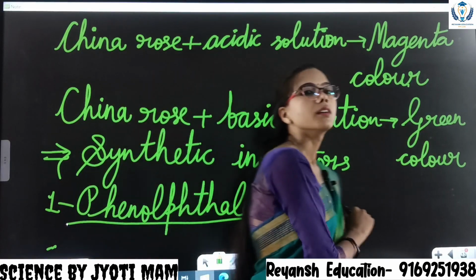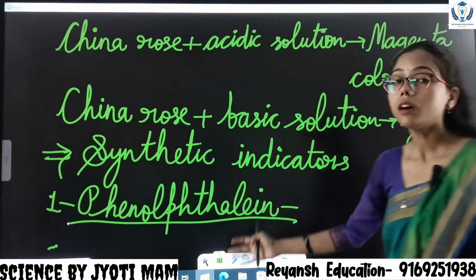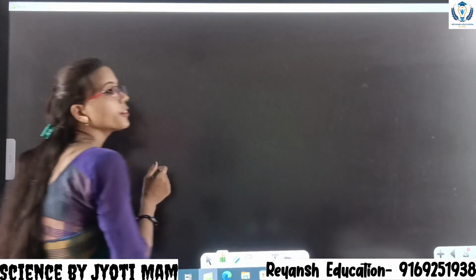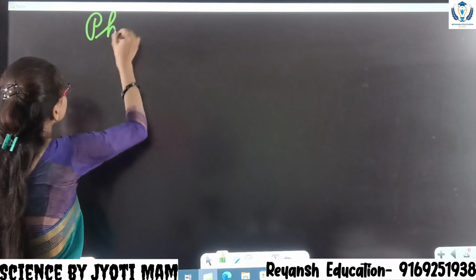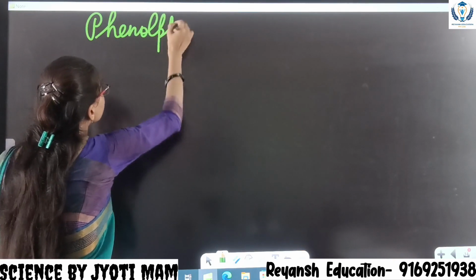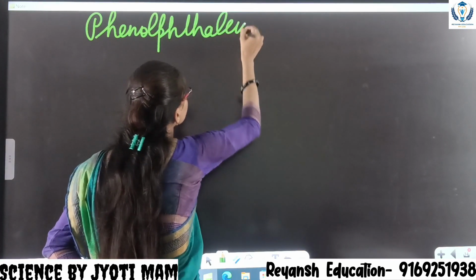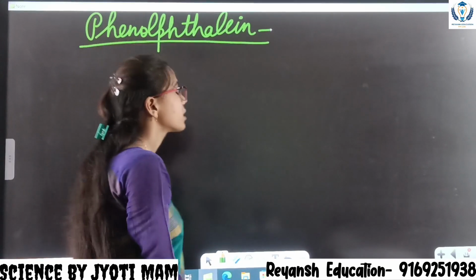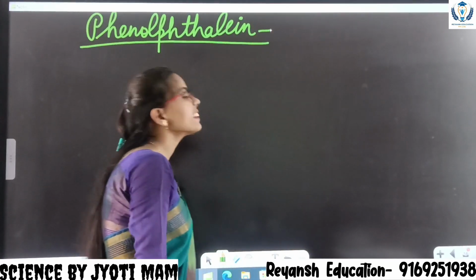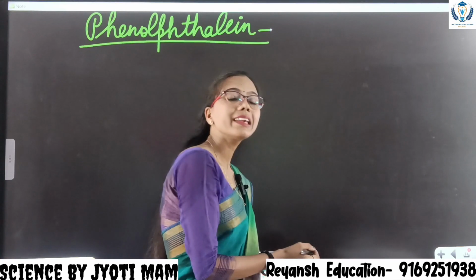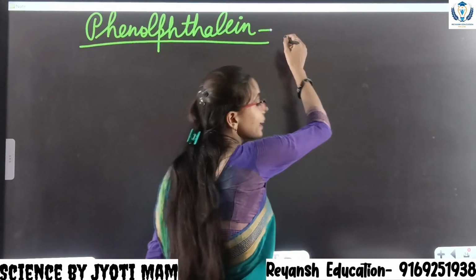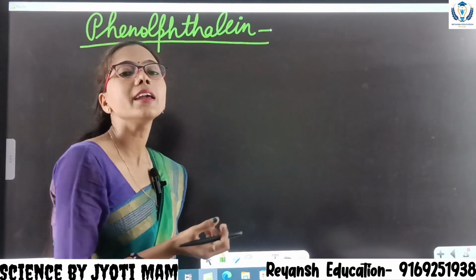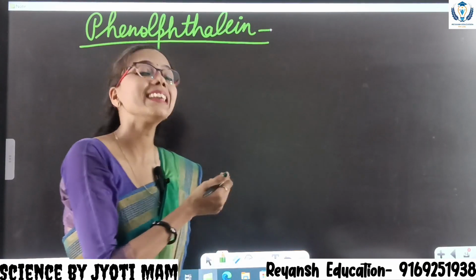Now, how is the phenolphthalein indicator obtained? The next indicator is phenolphthalein. The phenolphthalein indicator can be prepared from an organic dye, by dissolving the organic dye into alcohol.